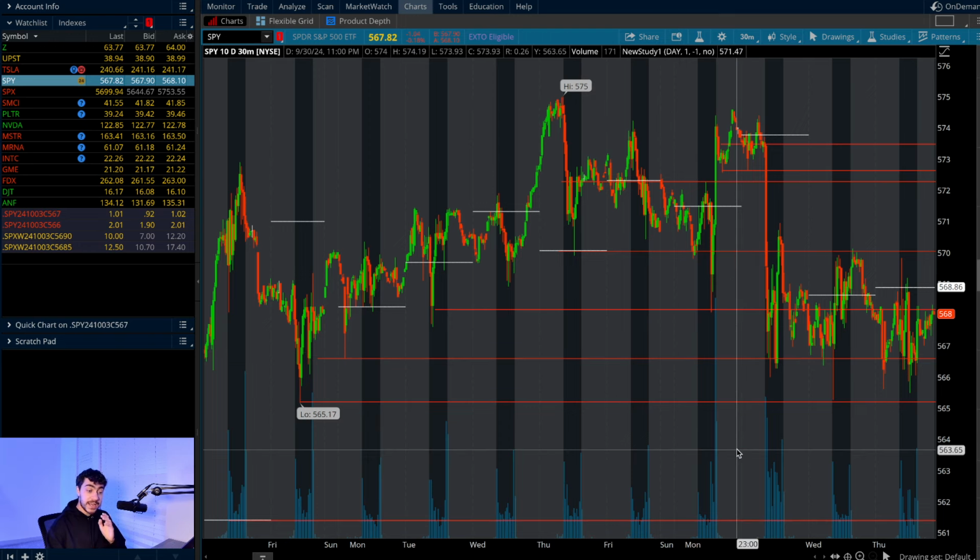For the bears to take full control and for me to be very interested in going short, we need a big gap down. If not, we need a crack under 565 and we need to be maintaining under 565. You got to be very careful with puts if we're not gapping down.